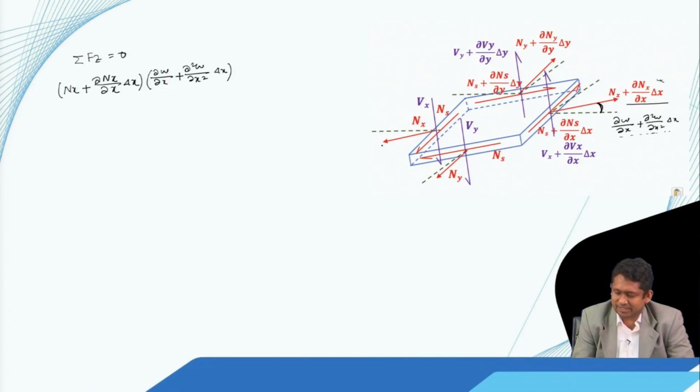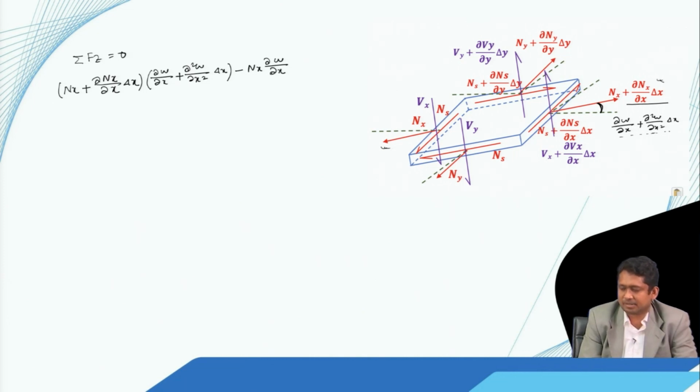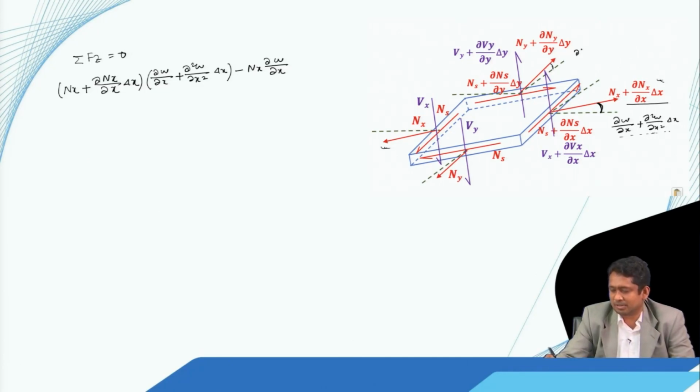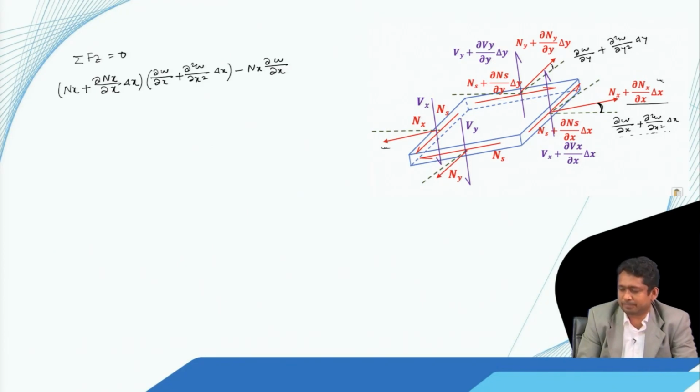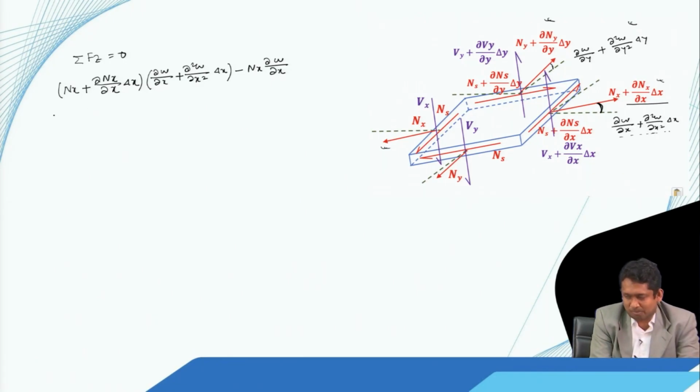This force is tilted towards the negative z direction, so it gives a negative configuration, and the corresponding slope here is del w by del x. So we write minus Nx into del w by del x. Likewise, this angle we have seen before, it is del w by del y plus del 2w by del y2 into delta y. Again we multiply this with this to find the component along the z direction, and that gives a positive contribution in y.